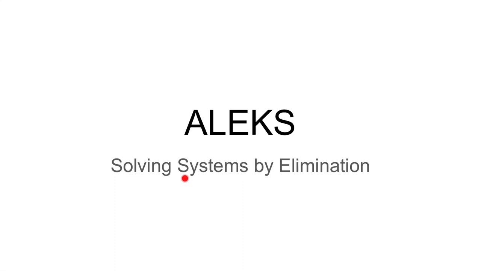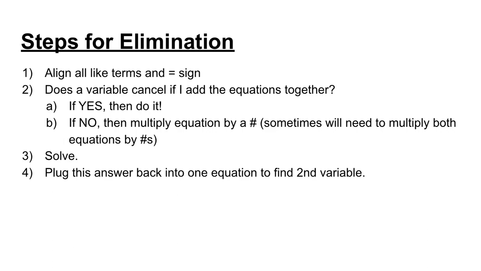We're going to do a little practice solving systems of equations by elimination, focusing on ALEKS type problems. You want to align all the like terms and then look at, do I have a variable that can cancel out? If yes, go ahead and add them together. If no, you're going to need to multiply the equation by a number, and sometimes it'll be both equations. Then you are going to solve for the remaining variable, and then you're going to substitute or plug that answer back in to find the second variable.